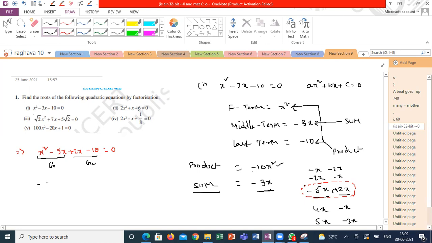I'm taking x common from the first group, this is x minus 5. I'm taking 2 common from the second group, x minus 5 is equal to 0. And if I'm taking x minus 5 common, I will get x plus 2 is equal to 0. So which rule I'm using to get the values of x? By using the zero product rule. This statement is true for x minus 5 is equal to 0 or x plus 2 is equal to 0.